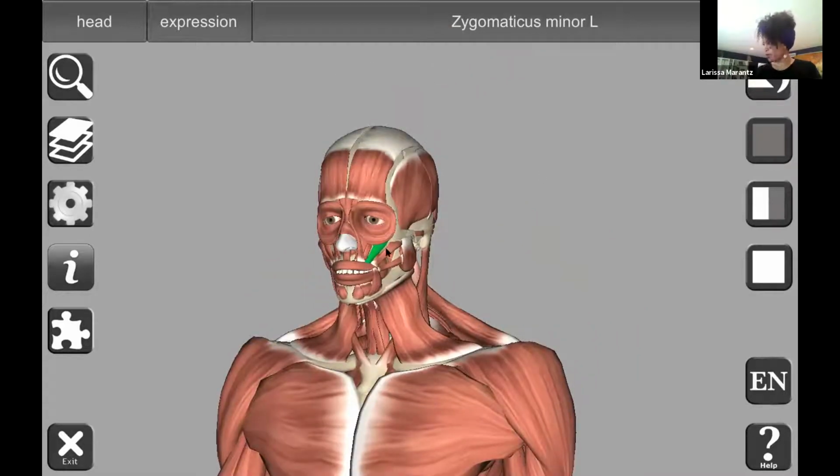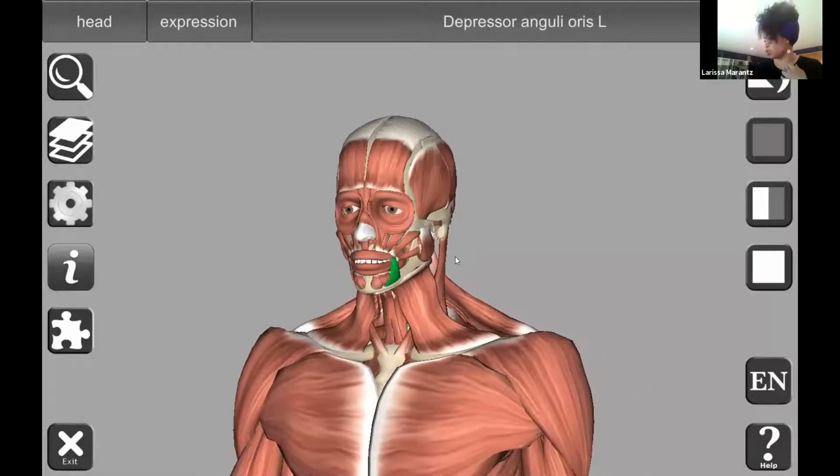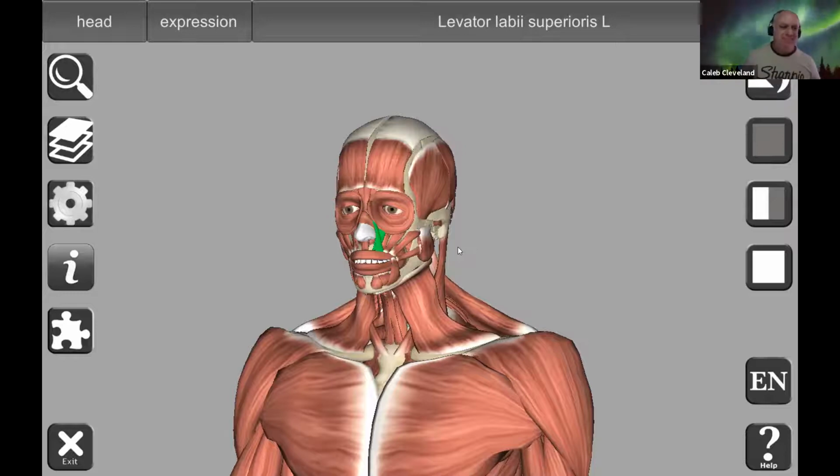Let me see if I can zoom in a little bit more. Zygomaticus minor, major. You don't need to know these muscle names at all, but what you do need to know is where they are and how they affect the facial expressions. All right. This one is, I think, the levator labii superioris. I would call this the disgust muscle. I'm pulling a face using my disgust muscle. I can only do one side. I can't do both sides. And that's the Elvis Presley muscle.